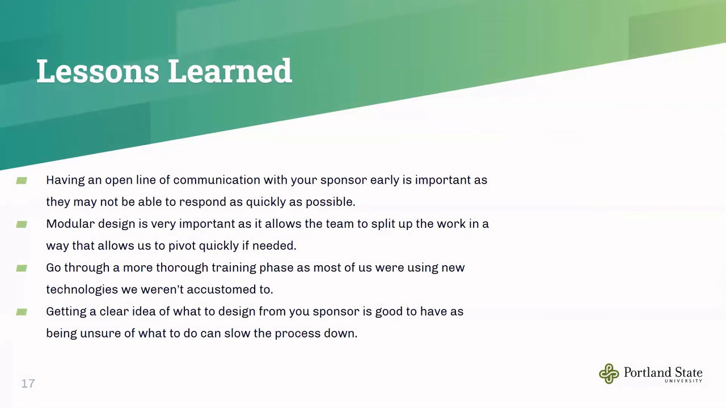So what lessons have we learned? Well, some lessons we clearly learned as a group was that having an open line of communication with our sponsor is really important, as they may not be able to respond as quickly as possible. They might be out for a week or two as they're traveling, or they have other meetings or events going on. Usually we're working with people who have a lot going on in their lives and they may be very busy.